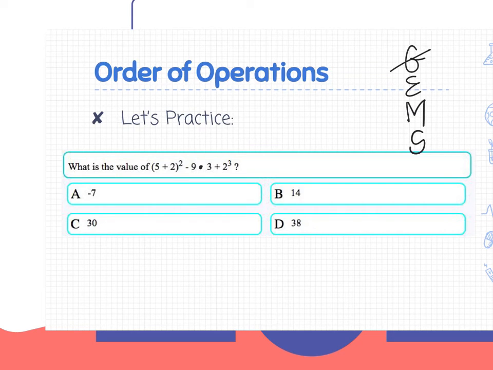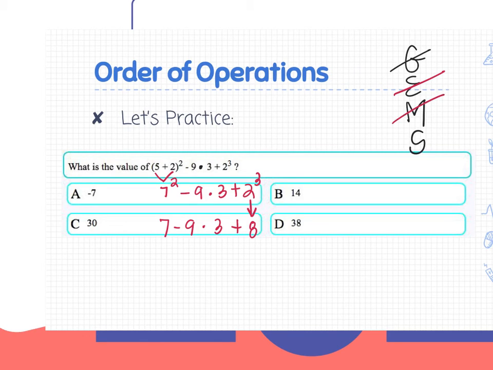So first off, do we have any grouping symbols? We absolutely do. So 5 plus 2 is 7. Then we'll bring down everything else, the squared, the minus, the 9 times 3 plus 2 cubed. So no more grouping symbols. Any exponents? Yes, at 2 cubed, that means 2 times 2 times 2, which is 8. And I'll bring down the plus 3 times 9 minus 7 in front of that.